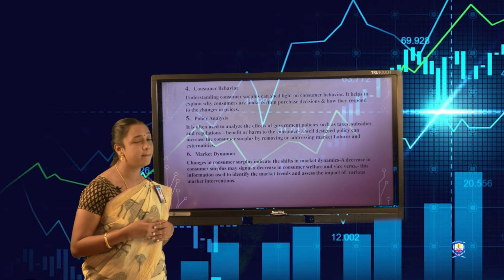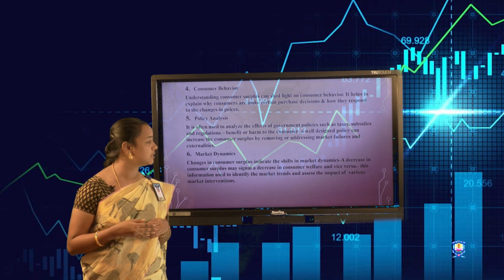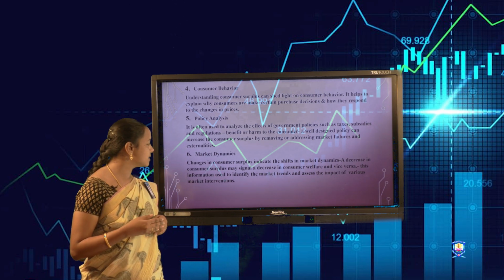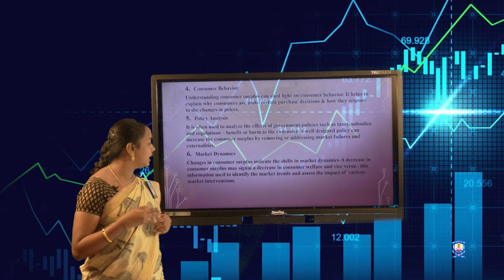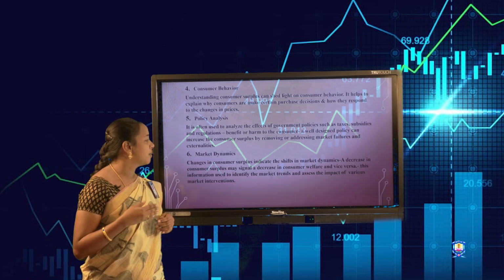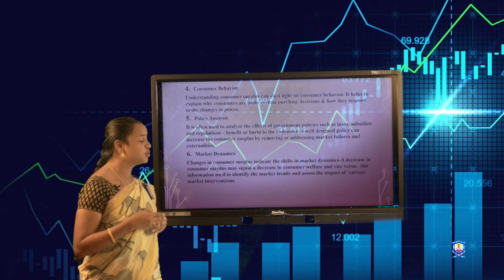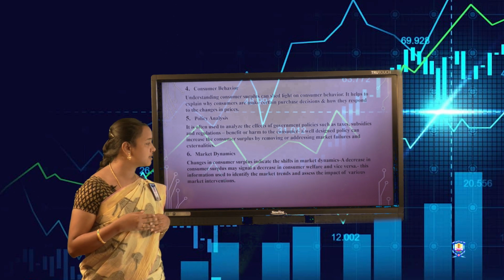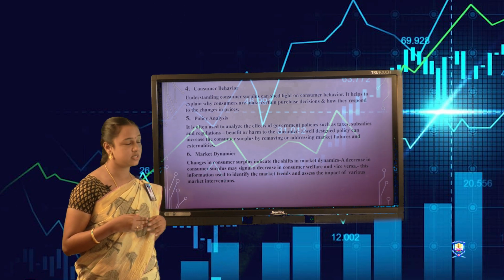Next point is market dynamics. Changes in consumer surplus indicate shifts in market dynamics. A decrease in consumer surplus may signal a decrease in consumer welfare. An increase in consumer surplus may indicate an increase in consumer welfare. This information is used to identify the market trends and assess the impact of various market interventions.